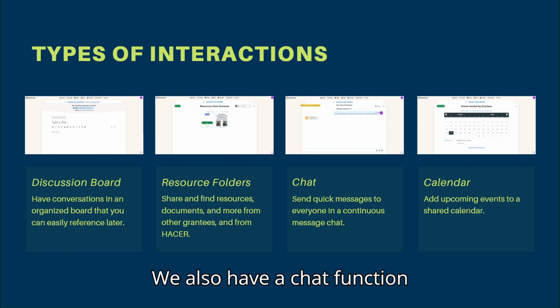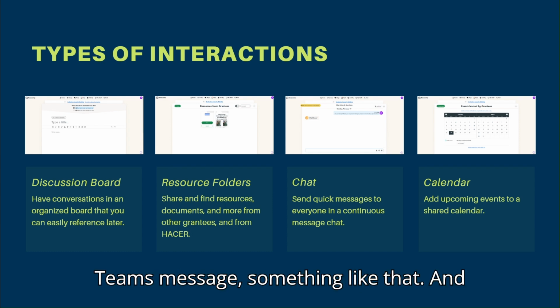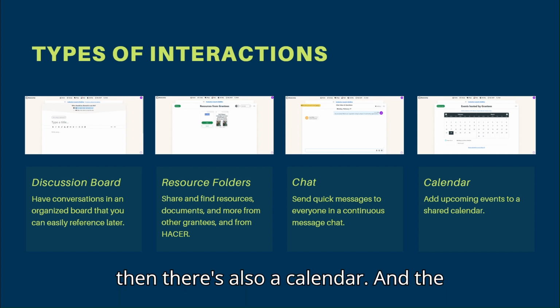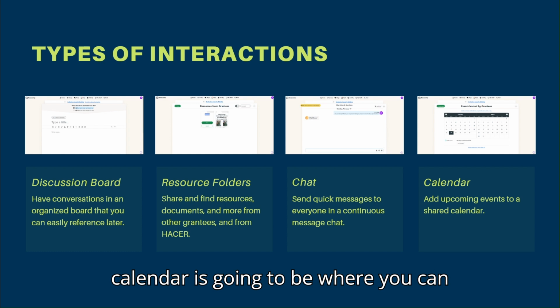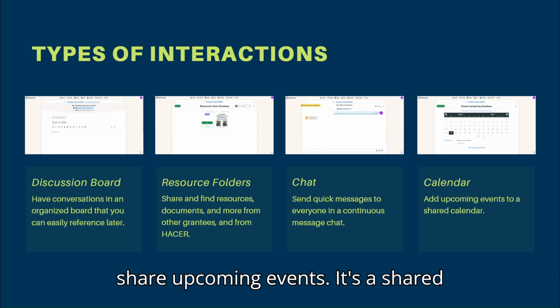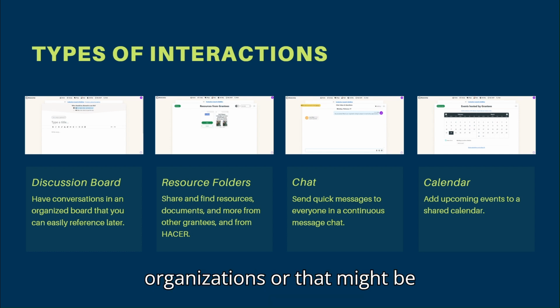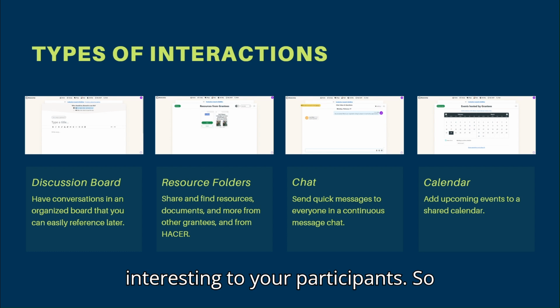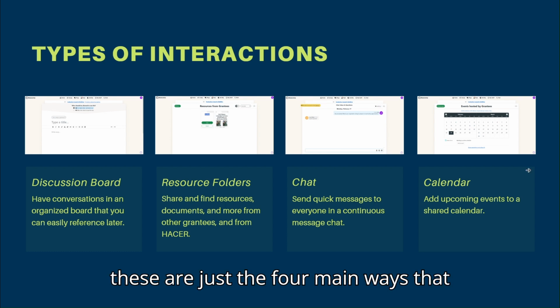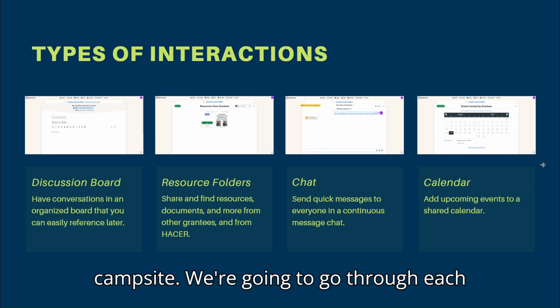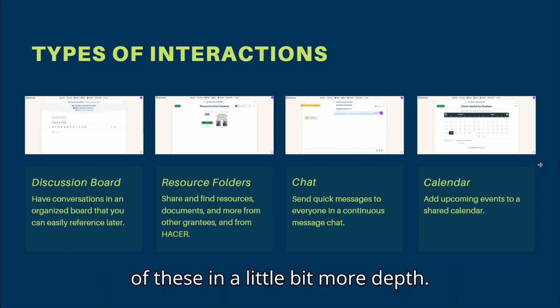We also have a chat function on Basecamp, and that is used to send quick messages in a continuous message chain, kind of like a text message or a Teams message, something like that. And then there's also a calendar, and the calendar is going to be where you can share upcoming events. It's a shared calendar, so you can see all of the events that are being hosted by other organizations or that might be interesting to your participants. So these are just the four main ways that you can stay connected and use the Basecamp site. We're going to go through each of these in a little bit more depth.